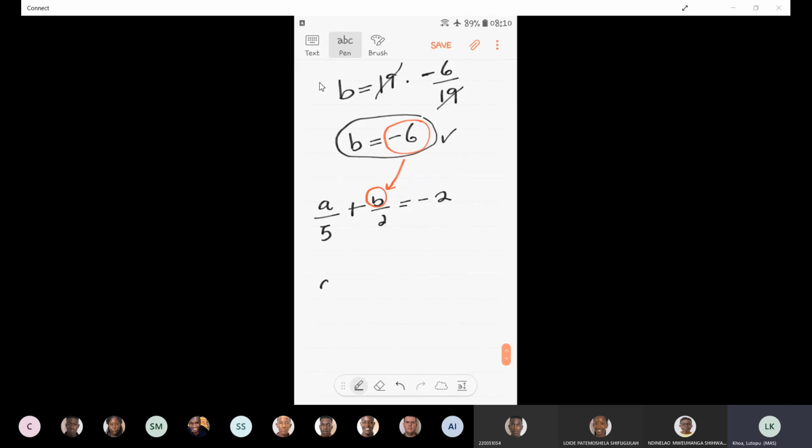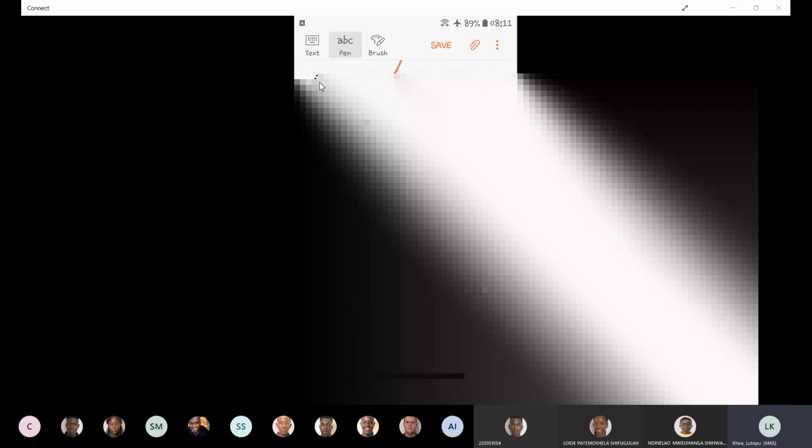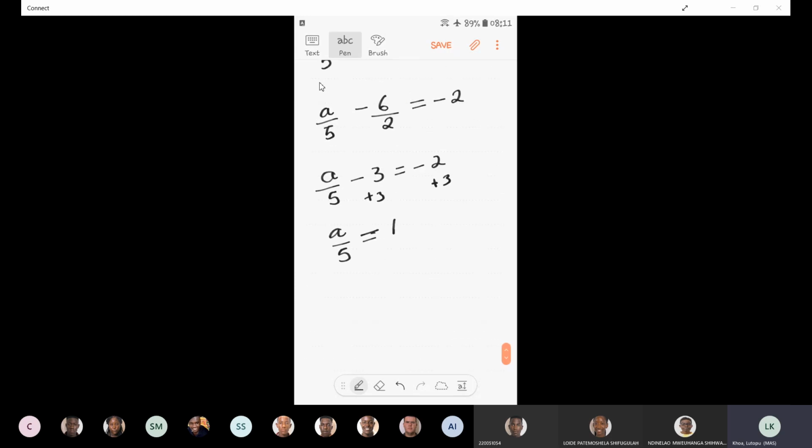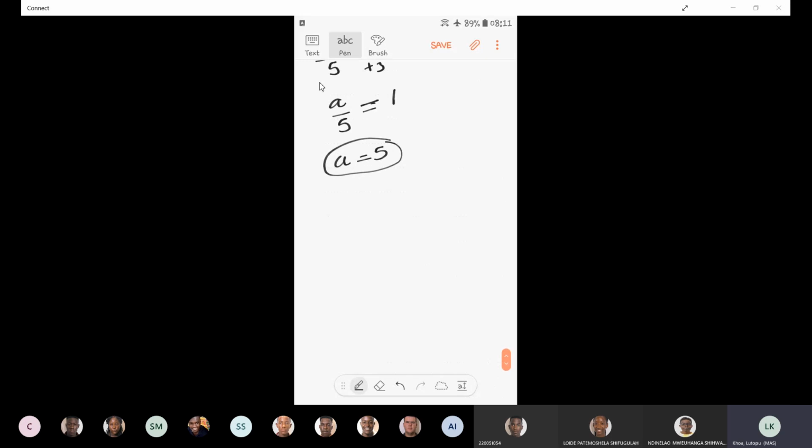Okay, so doing that, I have a over 5. This will become negative now, so it's negative 6 over 2, and this is equal to negative 2. And then I can simplify. I will have a over 5 minus 3, equal to negative 2. This means that a over 5 is equal to positive 1. I will add 3 on both sides, that is where I got the 1 from. And then to get rid of the denominator, multiply by 5 throughout. So I have a is equal to 5. So I have my two solutions now: a is equal to 5 and b is equal to negative 6.